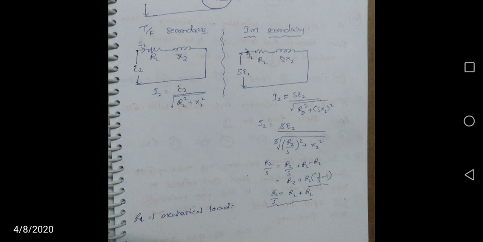We can redraw the equivalent circuit with R2, X2 and the RL term, and close the circuit with E2, and there is the I2 current.